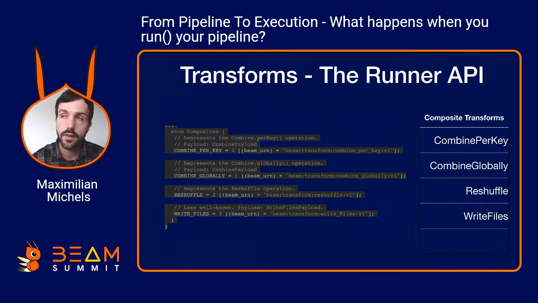Well, it's because some runners can understand these composite transforms and translate them more efficiently than if they would just be expanded into primitive transforms. So there's CombinePerKey, Reshuffle. For example, Flink has its own way to do reshuffle. There's no need to use the Beam expanded reshuffle. So the runner can directly translate these.